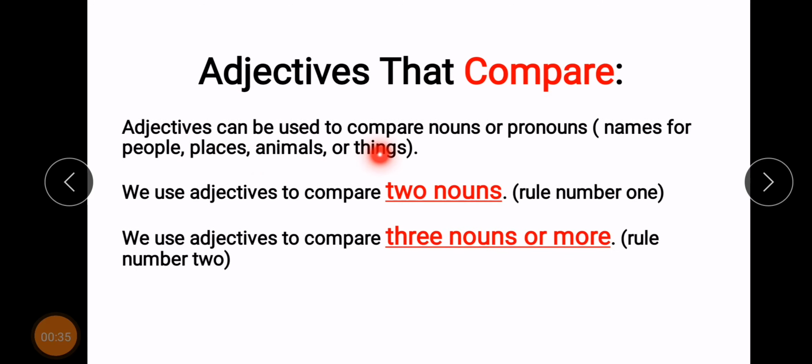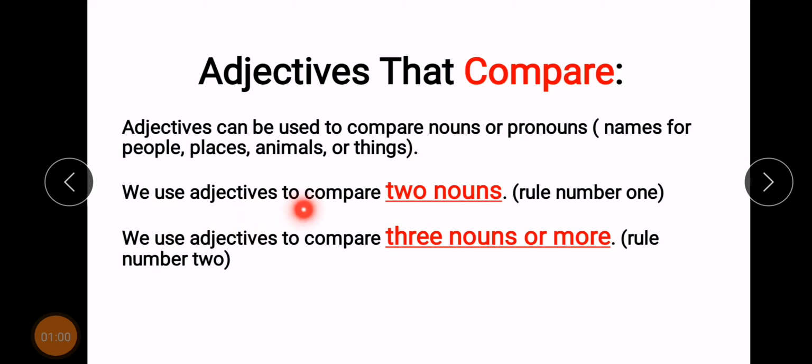Adjectives can be used to compare nouns or pronouns. Pronouns, names for people, places, animals, or things, like he, she, it, they. We took this before. Do you remember? So here, the adjectives that compare are comparing nouns or pronouns.